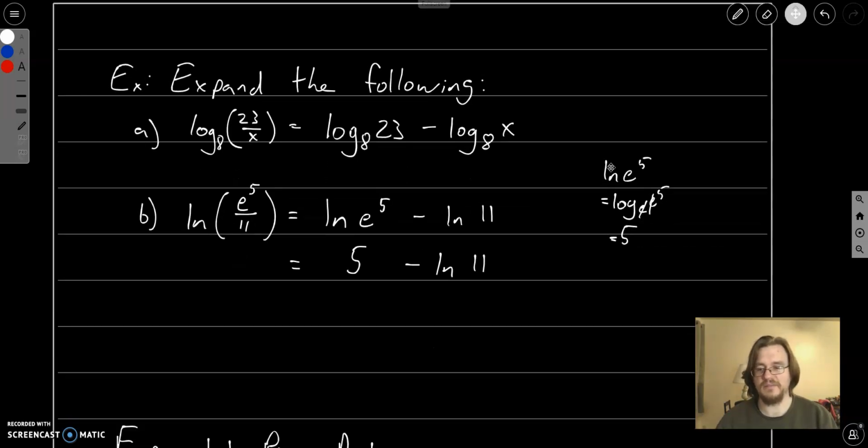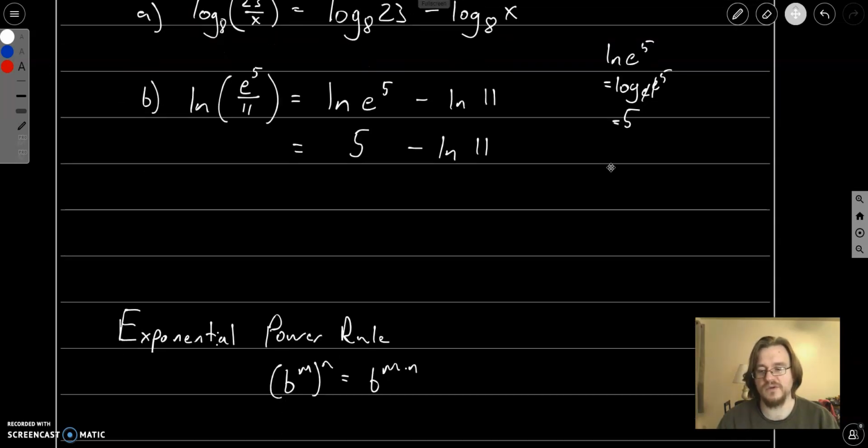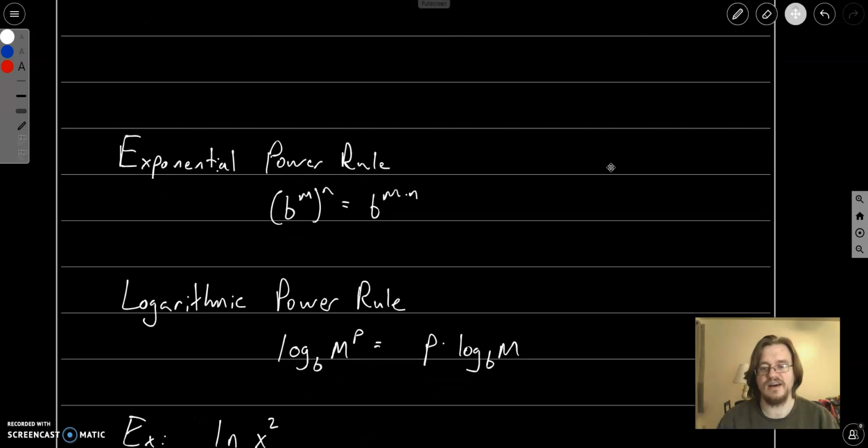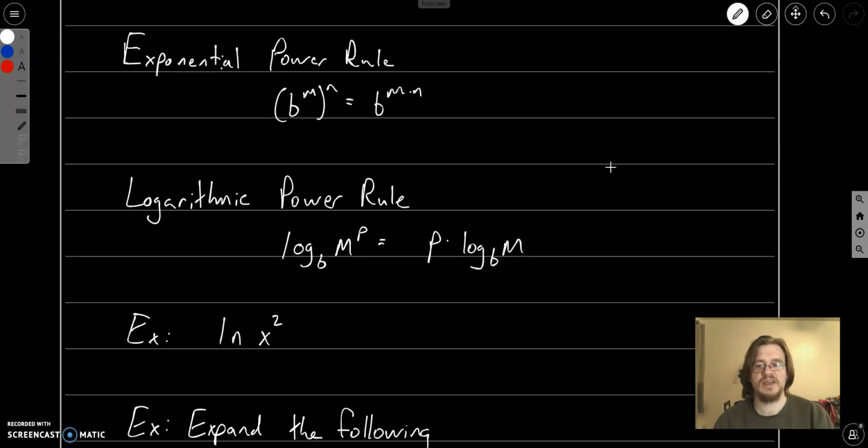So we've seen the quotient rule and the product rule for exponentials, but we also had the power rule. If I take an exponential and I raise it to another power, it's as if I'm multiplying. And the same thing happens with logarithms. If I take the log base b of m to the p power, it's as if I'm multiplying, and I take the p out, and I write p times the log base b of m.